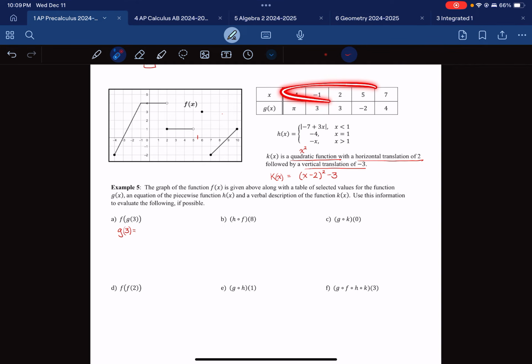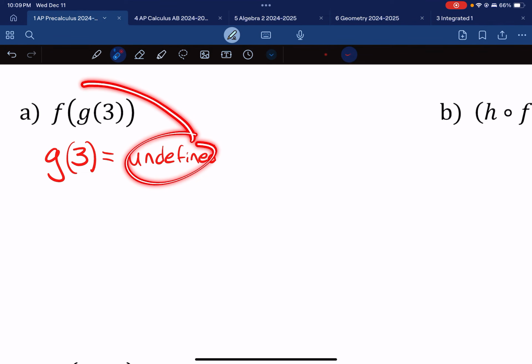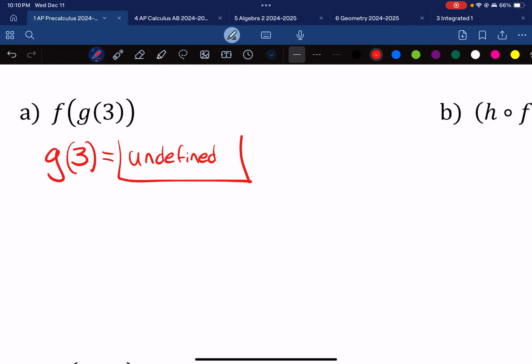So where's 3 up here? There is no 3. There's -4, -1, 2, 5, and 7. You might be saying, oh no, there's 3 right there. That is an output. This is the input. Where's an input of 3? There is not an input of 3. So the answer here is immediately undefined. And because it's undefined, I can't even plug undefined into f because you just stop there. The answer is undefined, box it, and move on.